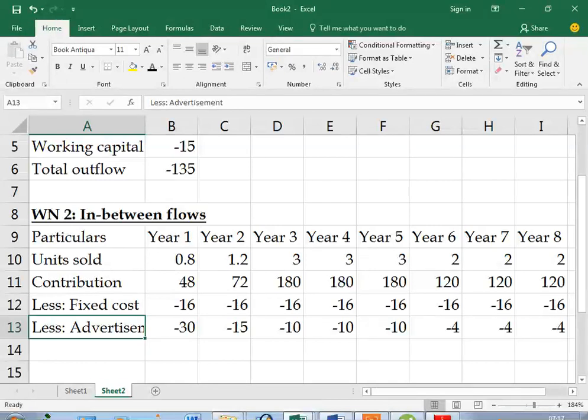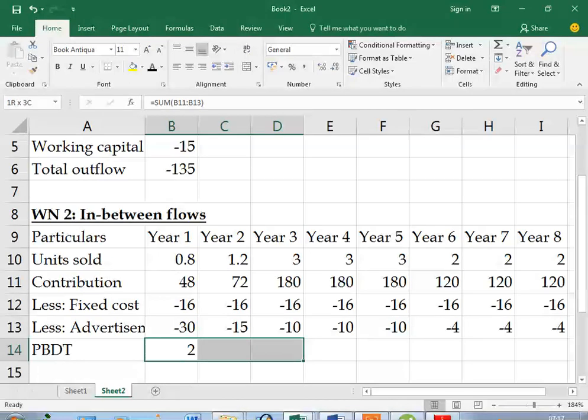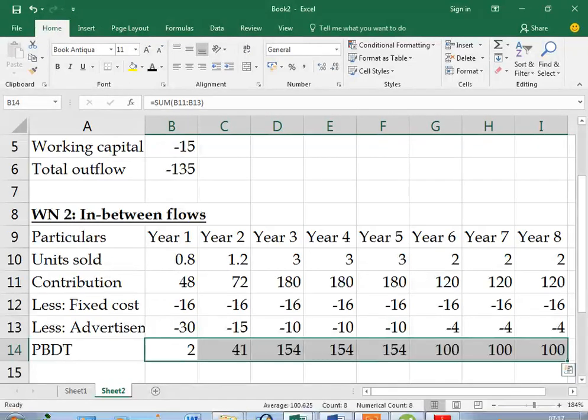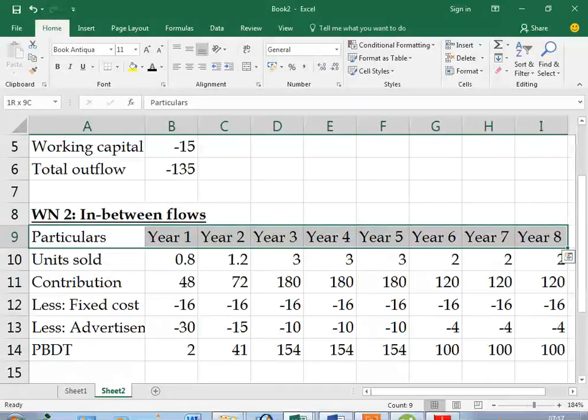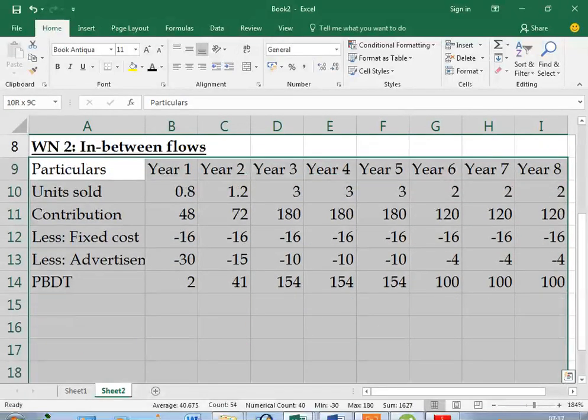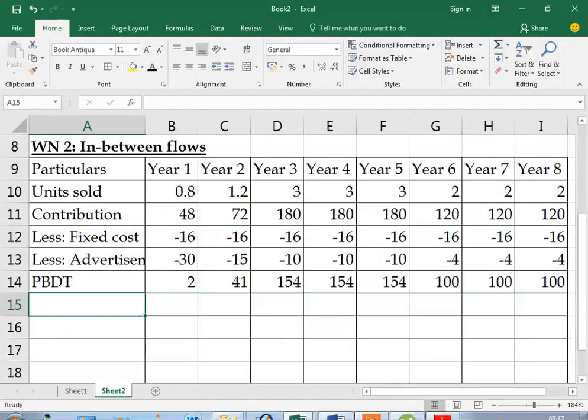PBDT, and then you'll have to deduct depreciation. So get PBDT.